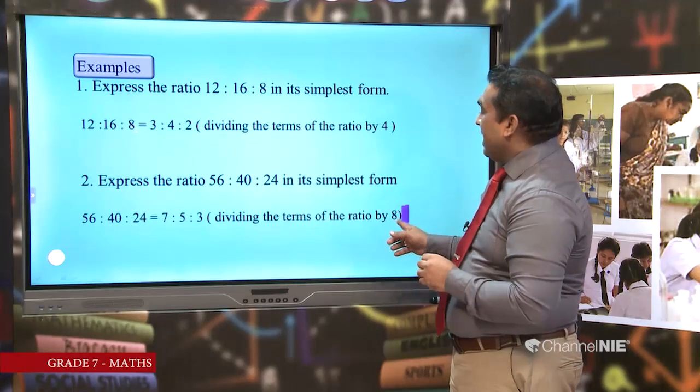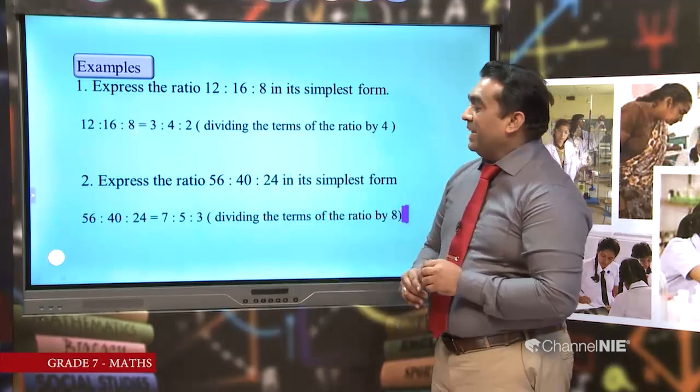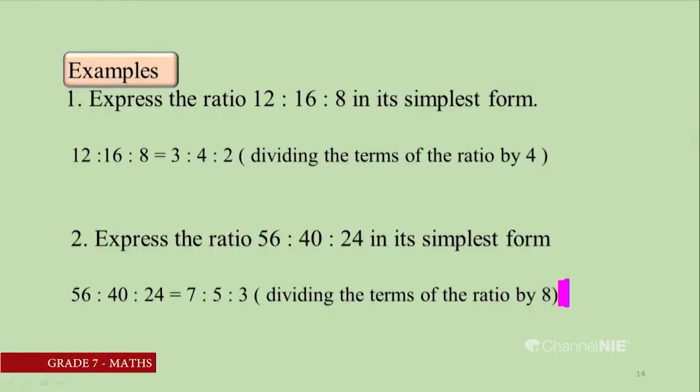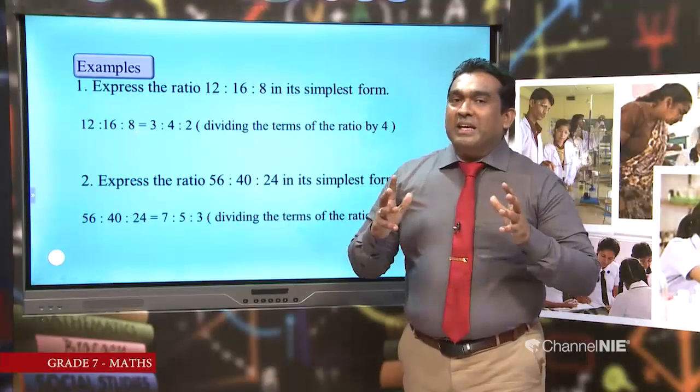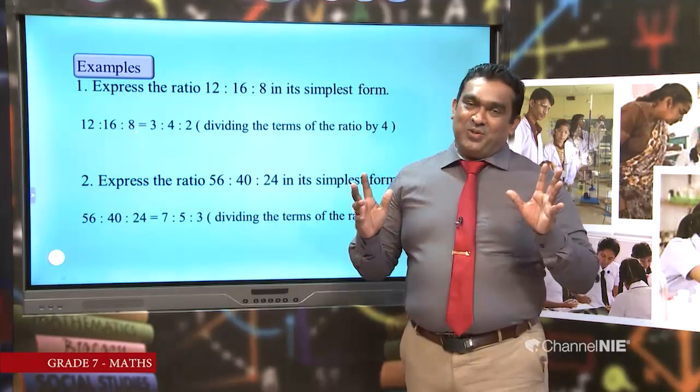Now, what is the highest common factor? We have selected here 8. 56 divided by 8 is 7, 40 divided by 8 is 5, 24 divided by 8 is 3. Then how to express? 7 equals 7 into 1, 5 is 5 into 1, 3 is 3 into 1. Then what is the highest common factor? 1. Therefore, you can see the simplest form of the given ratio.